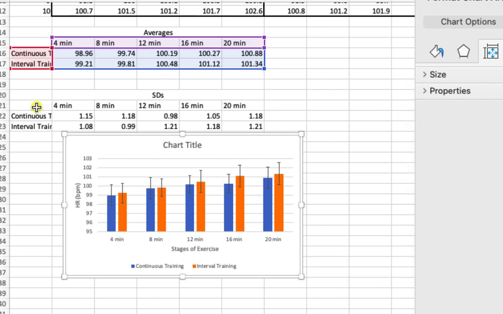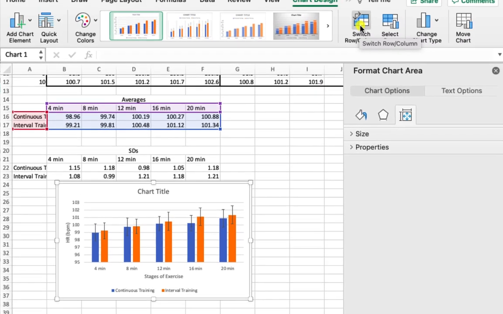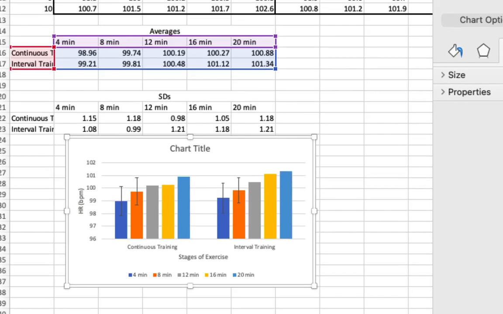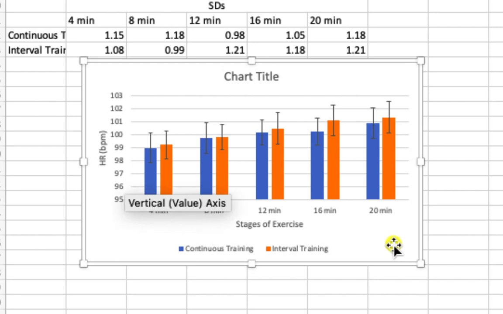Now, again, I showed you guys last week that when you click in your graph, if for some reason you set up this averages table incorrectly or it came out the other way around, you can always do switch rows and columns. And then this would be a representation of the differences between time points within each training program. Just keep in mind, if you have already set up the other components of your graph, that you'll have to change the labels so that they appropriately match what your graph is showing.